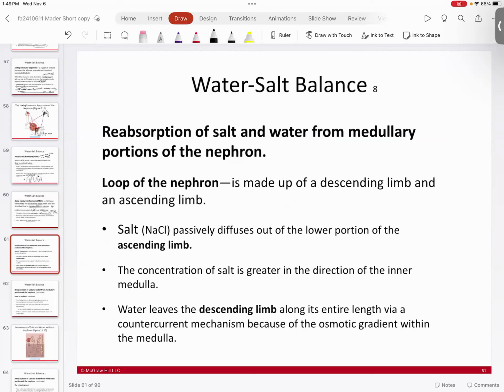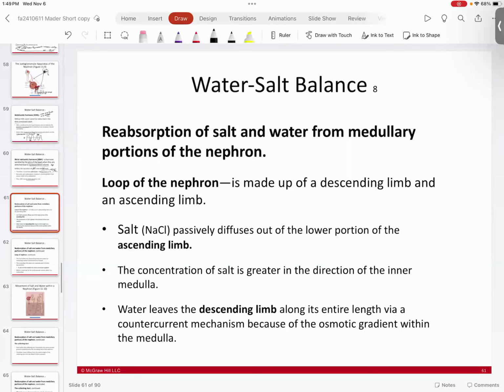But what about the loop, right? So that dips way down into the medullary region. So how does that work exactly? So the loop, essentially, the loop of Henle or the nephron loop, remember it's made of a descending and an ascending limb. In the ascending limb, typically, salt, sodium chloride, will passively diffuse out of that lower limb into the surrounding tissues. So the concentration of that salt becomes greater the deeper into the medullary area you get.